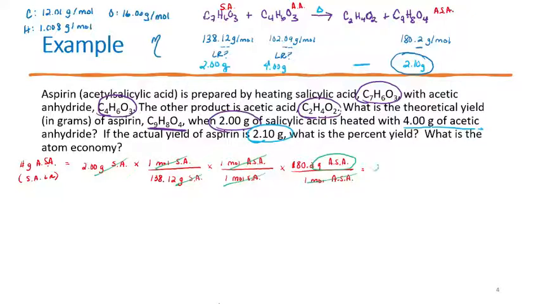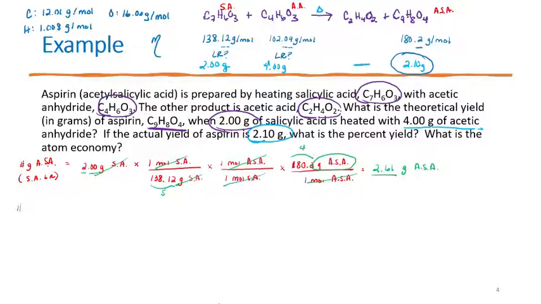And I come out with an answer of 2.61 grams of acetylsalicylic acid. Why did I keep 3 sig figs here? Because I have 3 sig figs here. I need 3 sig figs in my final answer. I had 5 here, and I had 4 here. Molar mass does limit your sig figs.